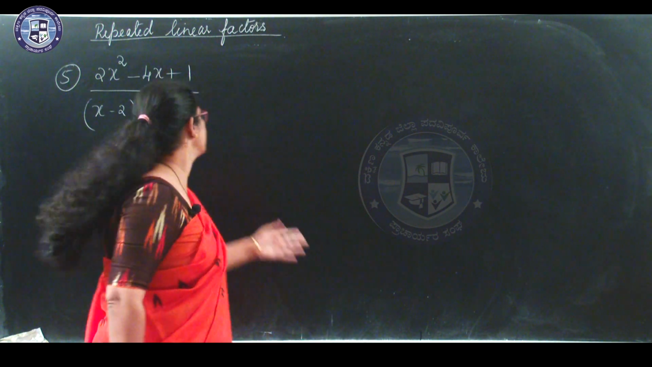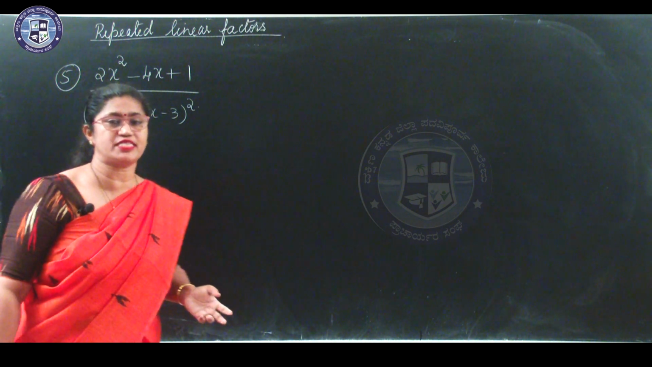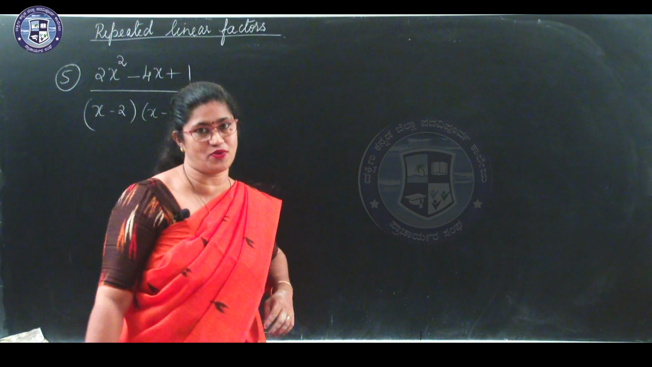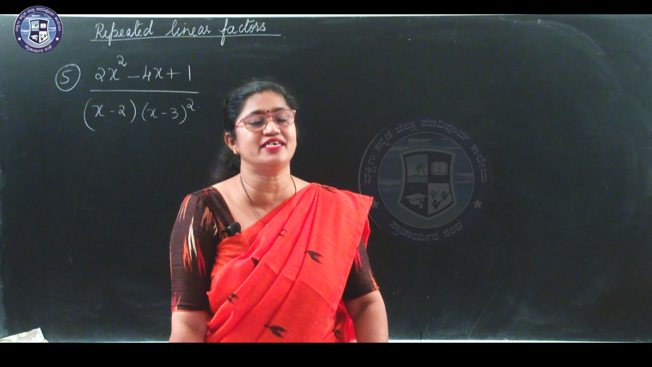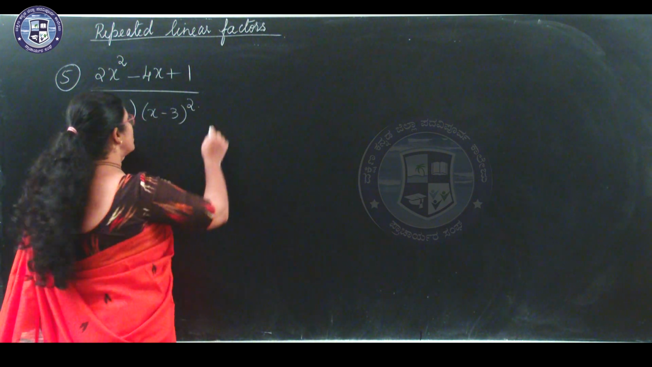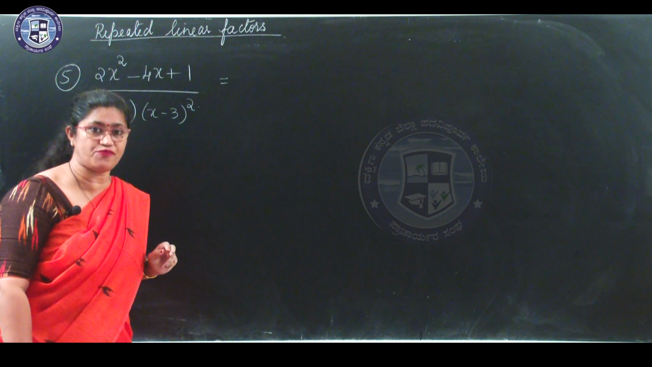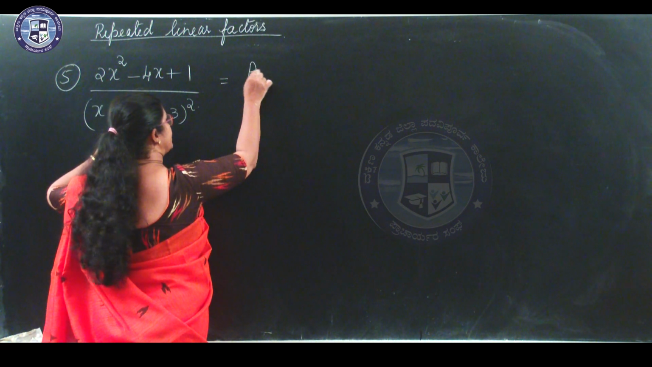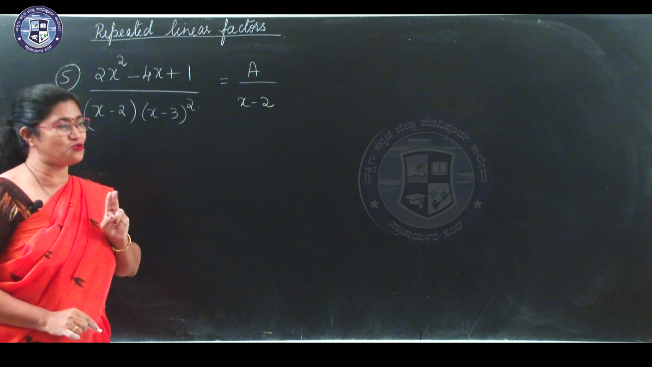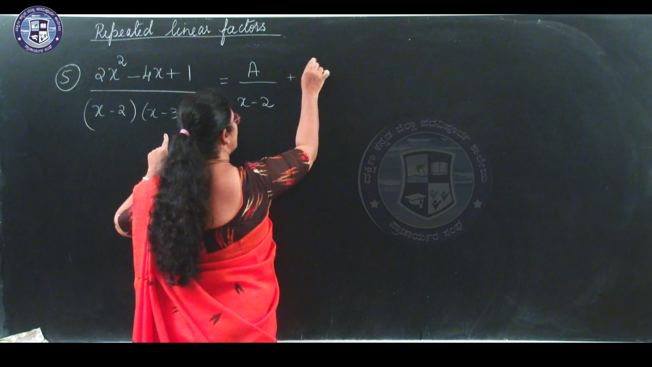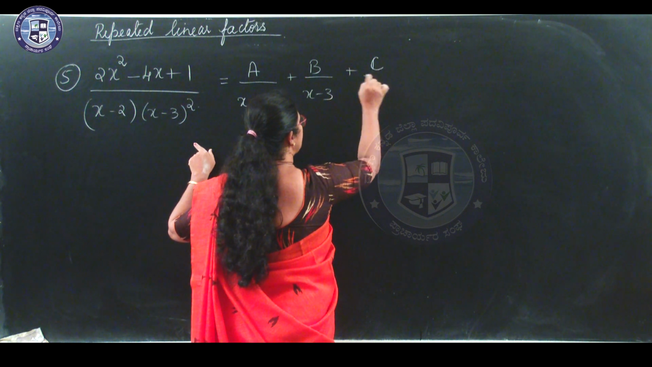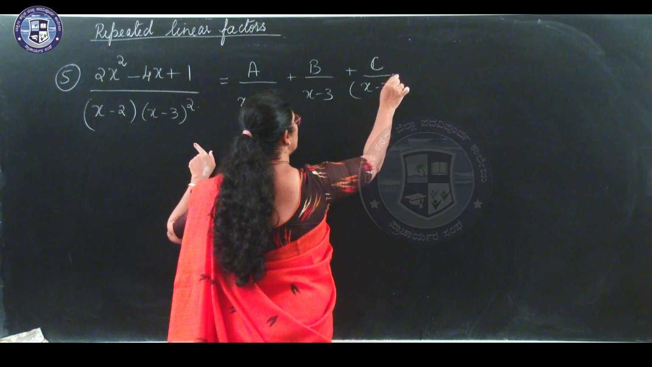Question 5, (2x square minus 4x plus 1) by (x minus 2) and (x minus 3) the whole square. Yes, you can see in the denominator there is one linear factor and also there is a repeated factor. So now as we resolve it into partial fractions, for this linear factor I write a constant a, and because this is a repeated factor I have to write it twice. So one is b by x minus 3 and next is c by (x minus 3) the whole square.